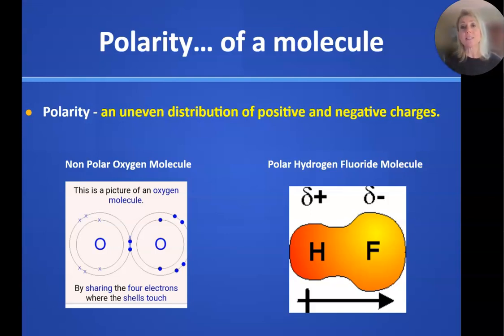But if you look at the example of the molecule on the right, this is the hydrogen fluoride molecule where you have a hydrogen sharing electrons with a fluorine. Well, the fluorine is going to pull the electrons toward it, making an uneven distribution of positive and negative charges. When fluorine pulls electrons toward it, it's going to leave the hydrogen side of the molecule being more positive, while the fluoride part of the molecule becomes more negative.